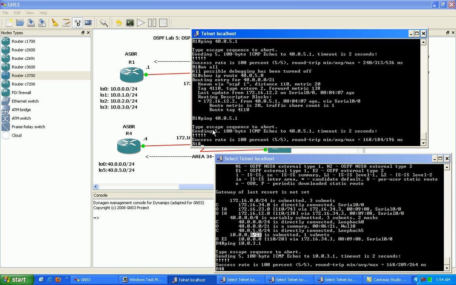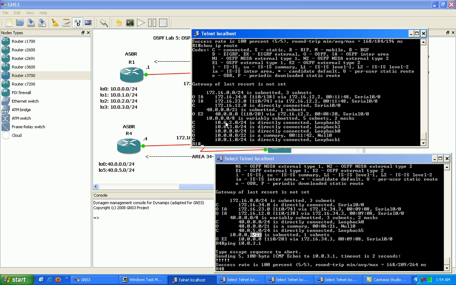Again, on router 1, when we did a show IP route, we saw only the 40.0.0.0 network coming in as a slash 21. So the more specific route, which was the 5 network slash 24, was being suppressed.